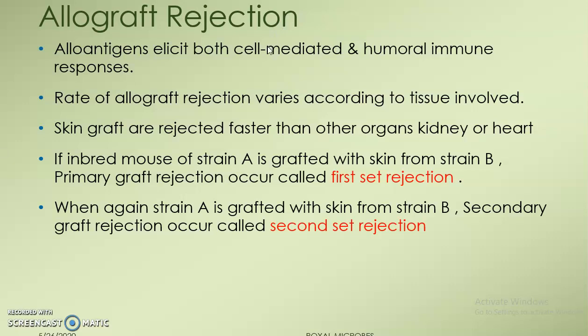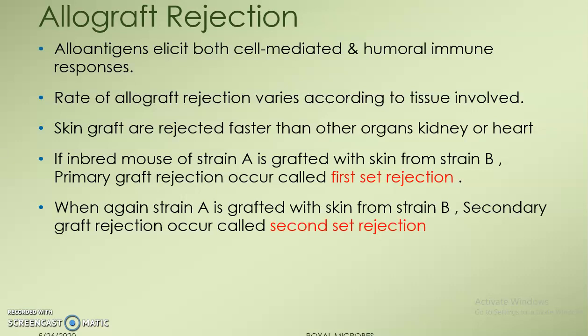In allograft rejection, alloantigens can elicit both cell-mediated and humoral immune responses. The rate of graft rejection varies with the type of tissue transplanted. A skin graft is rejected faster than organ transplantation, that is, skin grafts are rejected faster than organs such as kidney or heart.